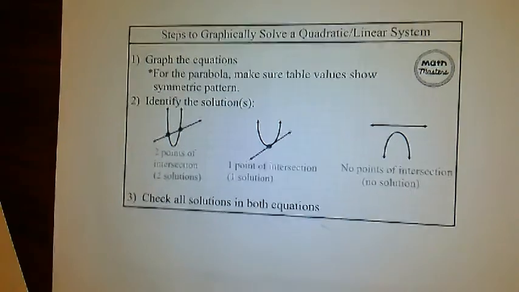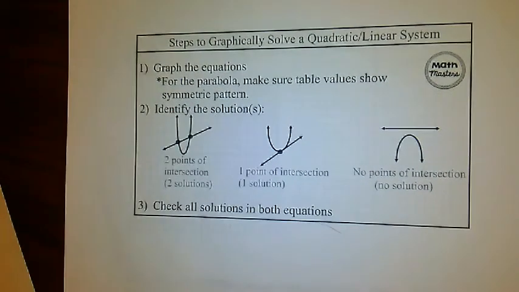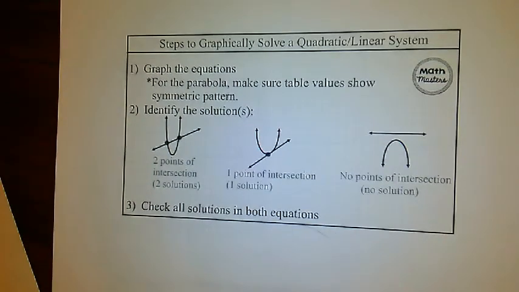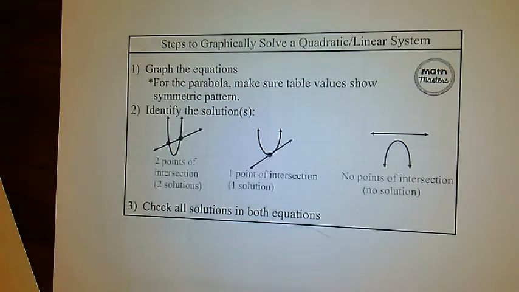To generalize this whole section, a quadratic linear system is always going to be a parabola with a line. The nice thing is, if you get this as a multiple choice question, one of the choices has to be completely wrong, because you can only have 2, 1, or 0 intersection points.